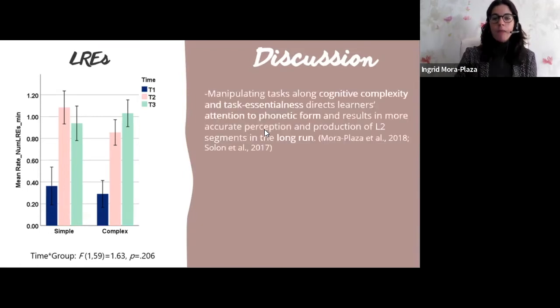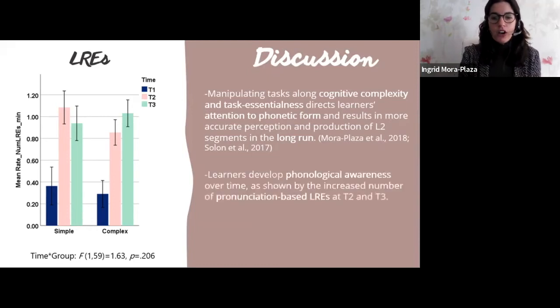So what we could conclude here is that manipulating tasks along cognitive complexity and task essentialness directs learners' attention to phonetic form, and this results in more accurate perception and production of L2 segments in the long run. Especially, this difference between groups was found in time 3, so in the delayed post-test. Also, learners develop phonological awareness over time, as shown by this increased number of pronunciation-based LREs.